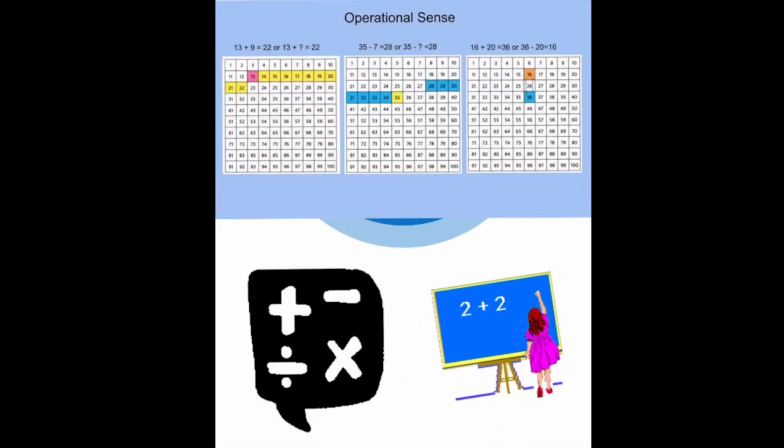Students can also use a hundreds chart to help them with operational sense. A hundreds chart is like a very long number line. Some students will benefit from seeing how numbers increase and decrease as they move left or right on the chart. Most students by grade 2 have mastered counting forward from 1, but may find it difficult to start counting from a different number or count backwards.